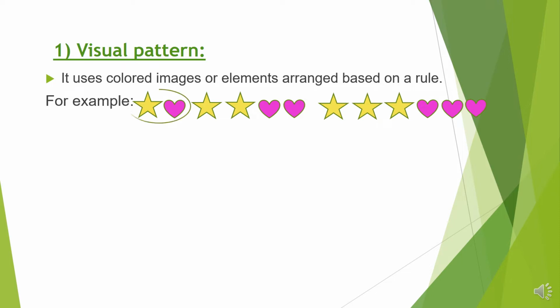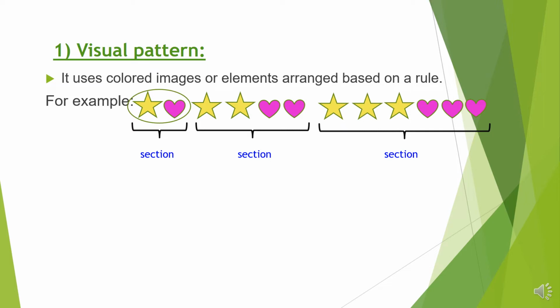And don't forget, here we have a group repeated each time, which is called section. And this is section 1, star, heart. When our pattern is getting larger, the section number 2 became 2 stars, 2 hearts. And section number 3 became 3 stars, 3 hearts.